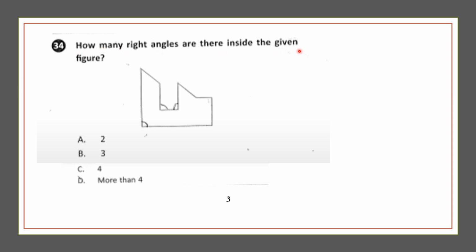Question number 34. How many right angles are there inside the given figure? So let's see how many are there. We can see this one is inside the figure. Here another one inside the figure. Here this is also a right angle inside the figure. If you see here, these both angles are outside the figure. So we have 3 right angles inside the figure. So our answer is option B, 3.